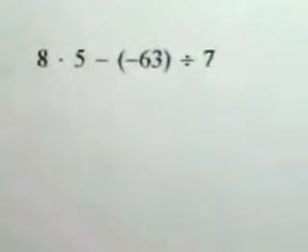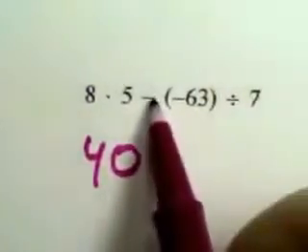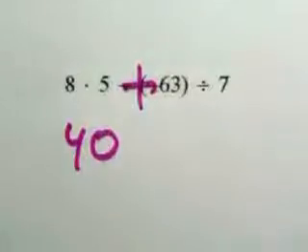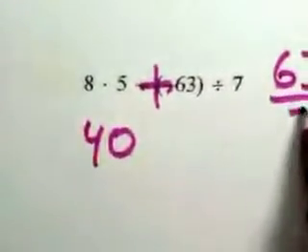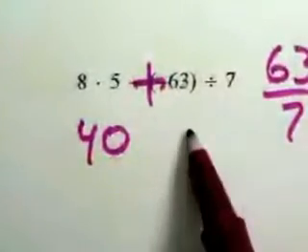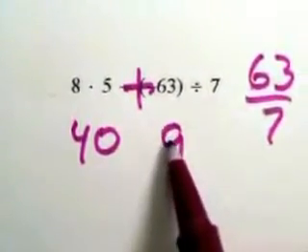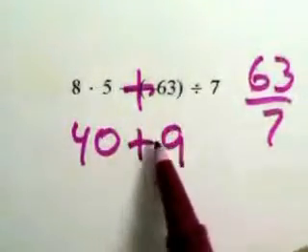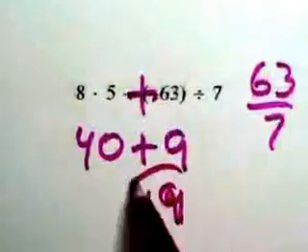All right, 8 times 5, that's 40. Now I have a double negative. I'll just make that a big plus. And now I have 63 divided by 7. 7 goes in there 9 times, and it's just positive 9, right? If that's a positive 9, then that must mean it's a plus 9. 40 plus 9 is 49.